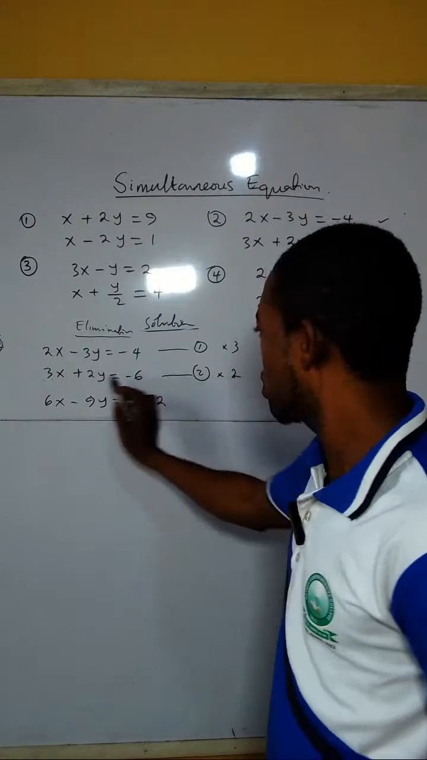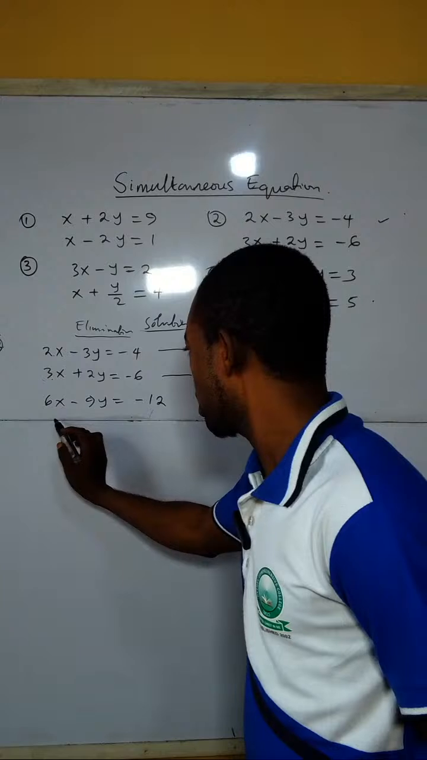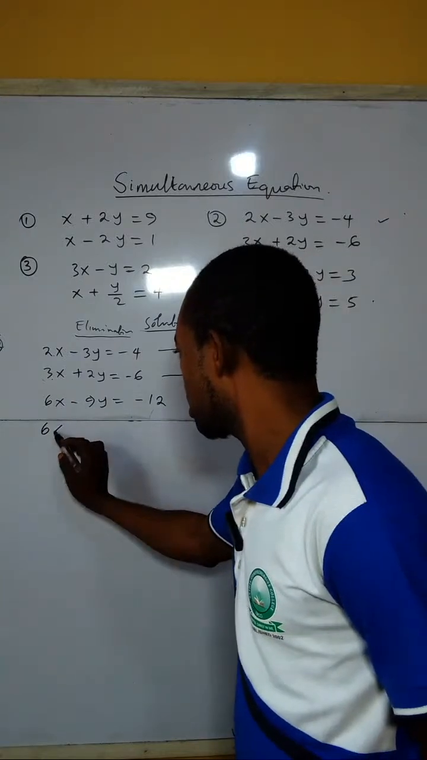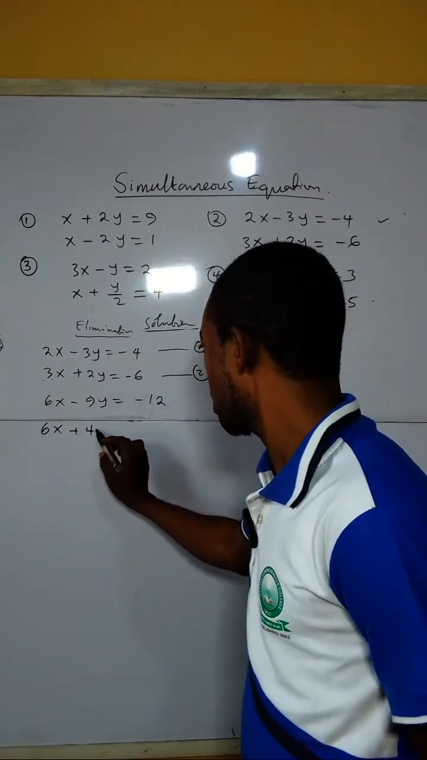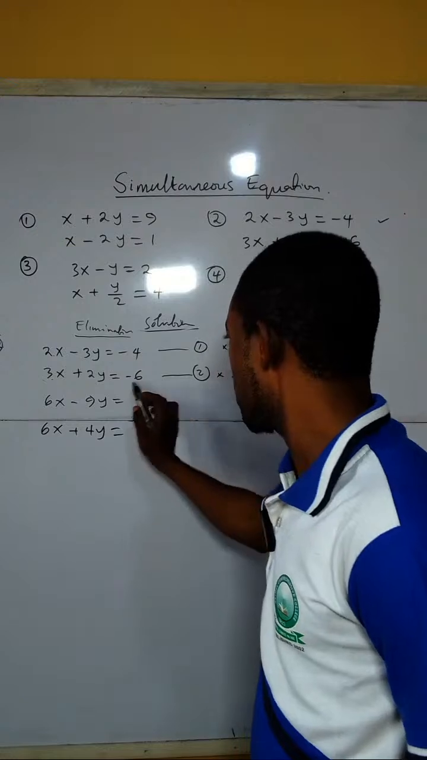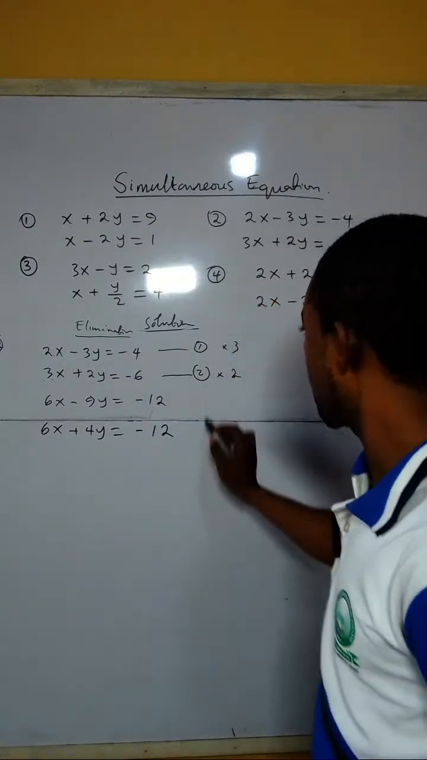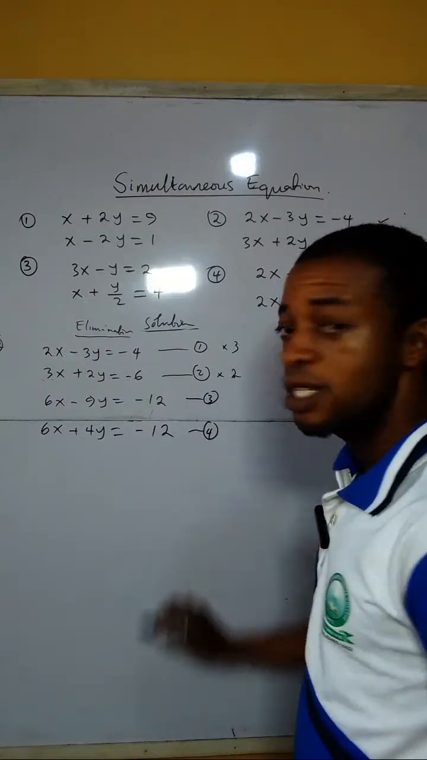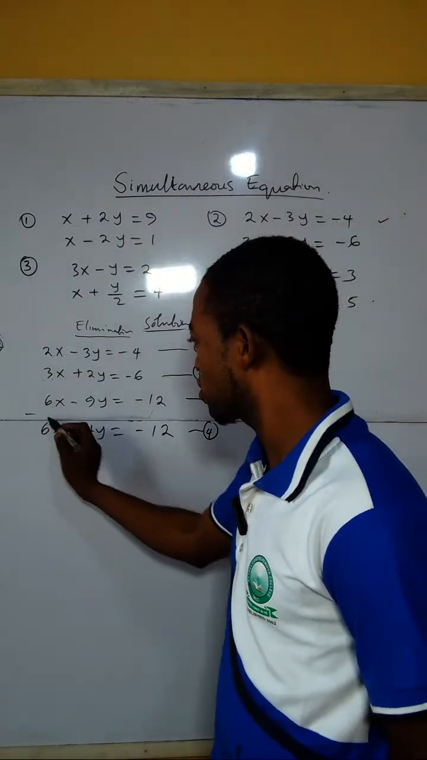Also here, equation 2 times 2. We have 2 times 3x, that's 6x. Also 2 times 2y, that's plus 4y. Then equals 2 times minus 6, also minus 12. If this is equation 3 and this is equation 4, easily now we can eliminate x by subtracting.